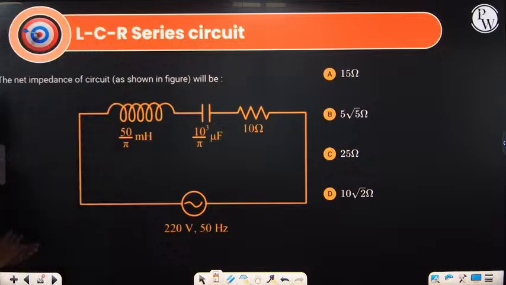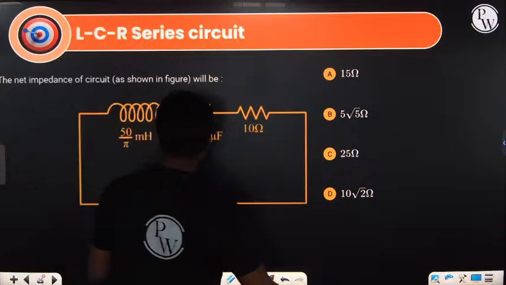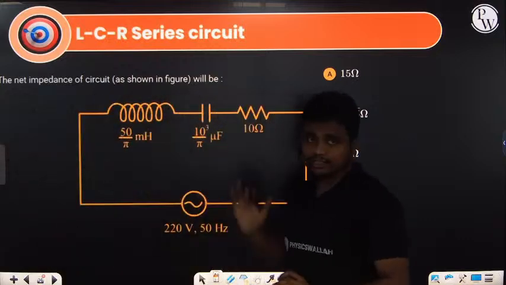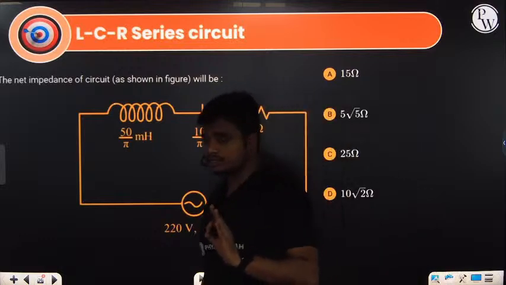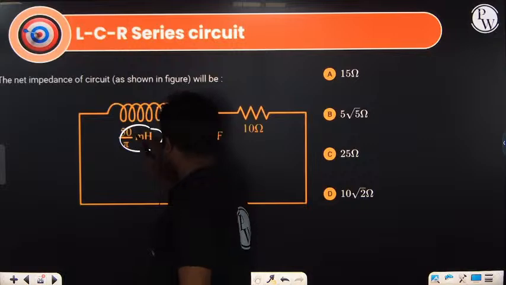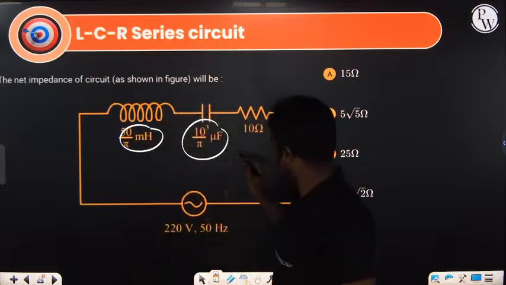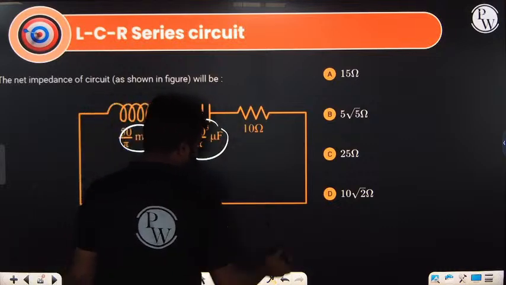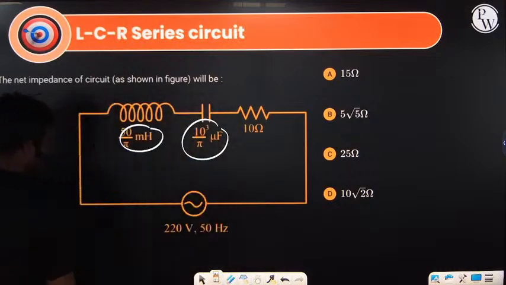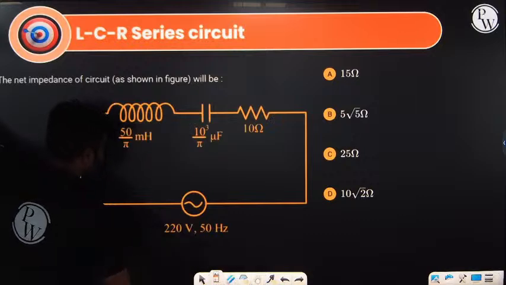The net impedance of the circuit as shown in the figure will be given by what? What is the net impedance of the circuit in the figure? Here in the given figure we have the inductance, the capacitance, and the resistance as well, and they're asking for the net impedance of the circuit. How can we solve this? I told you, make one impedance triangle. So first let's calculate the capacitive reactance and the inductive reactance.